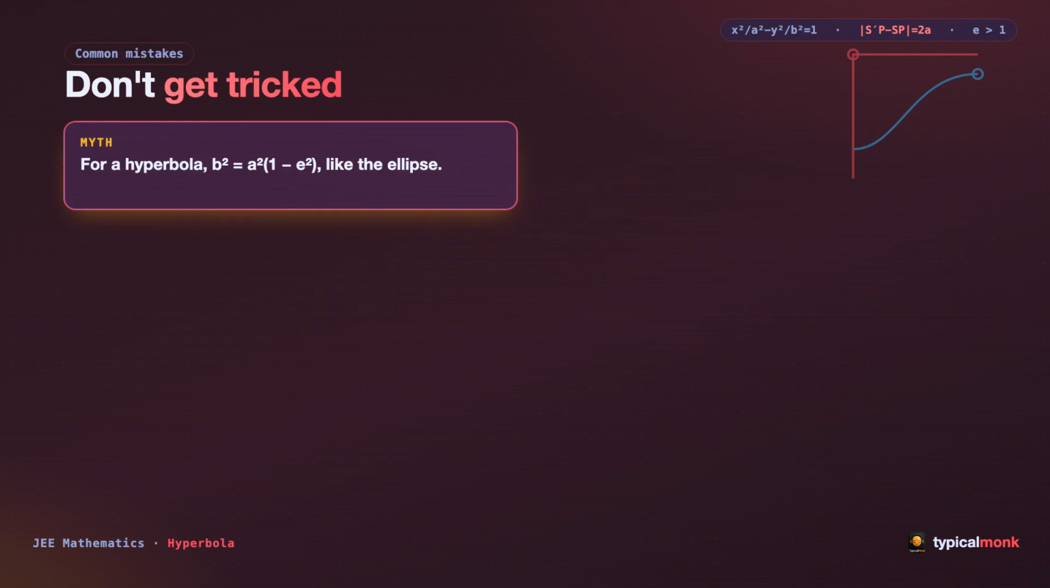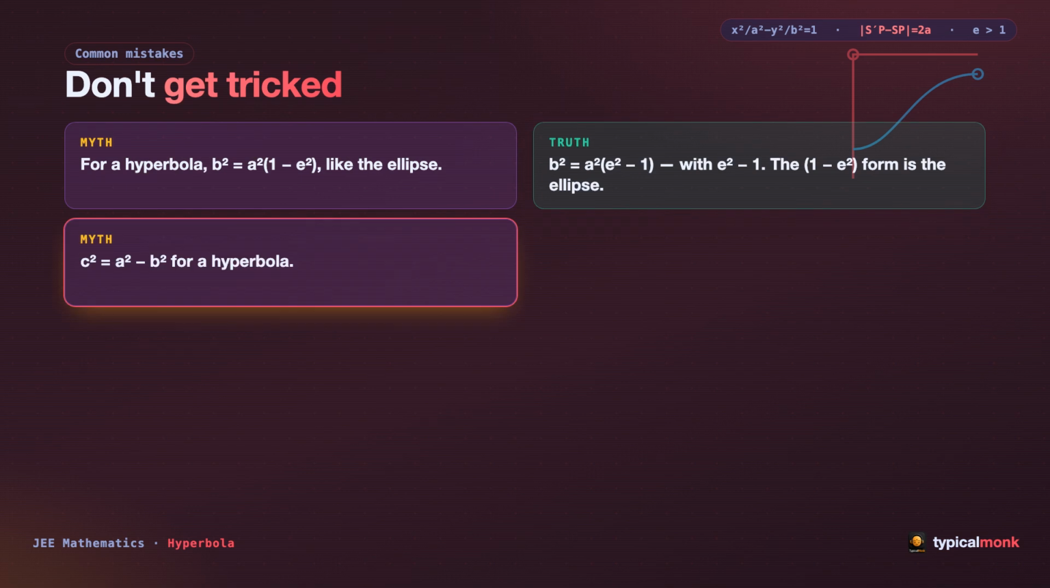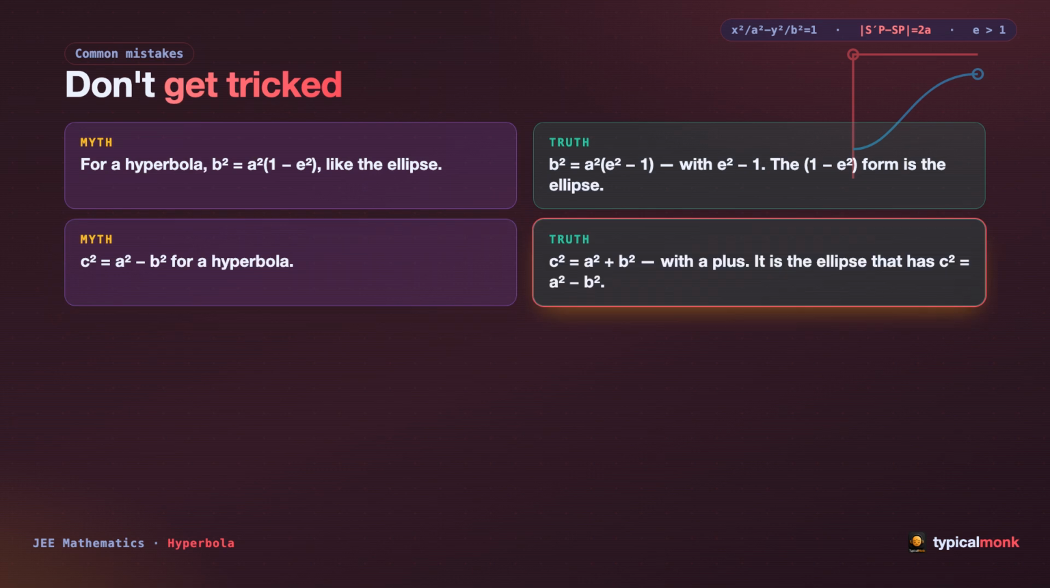Now the 2 mistakes that quietly cost marks. The myth: for a hyperbola, b squared equals a squared times (1 minus e squared), like the ellipse. The truth: b squared equals a squared times (e squared minus 1), with e squared minus 1. The 1 minus e squared form is the ellipse. The second myth: c squared equals a squared minus b squared for a hyperbola. The truth: c squared equals a squared plus b squared, with a plus. It is the ellipse that has c squared equals a squared minus b squared.